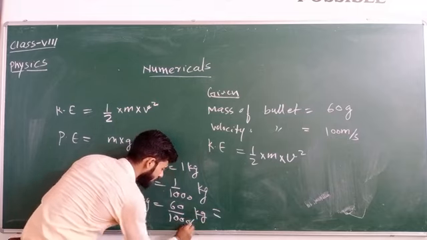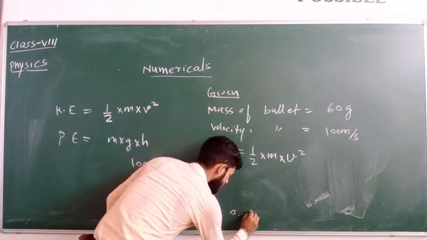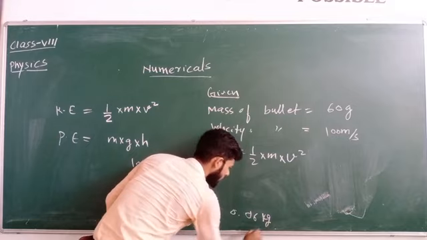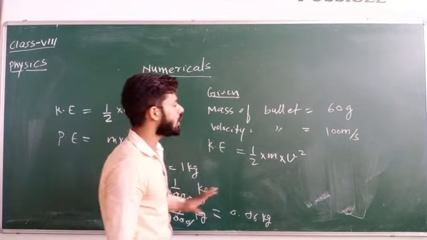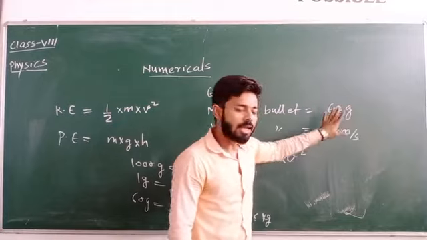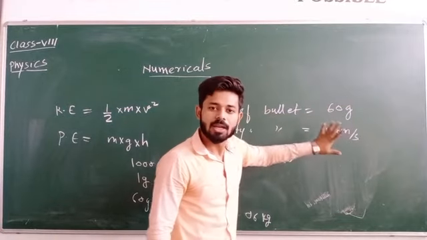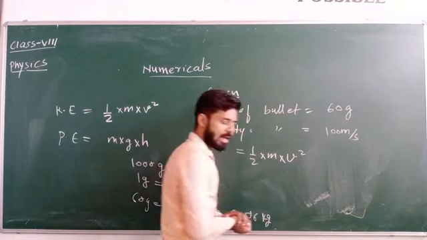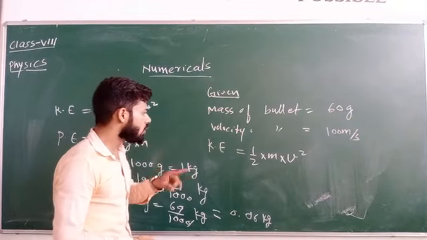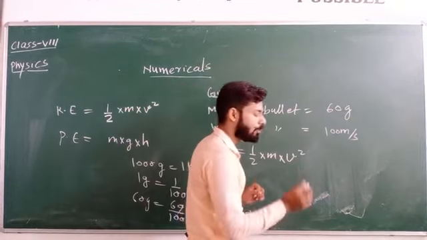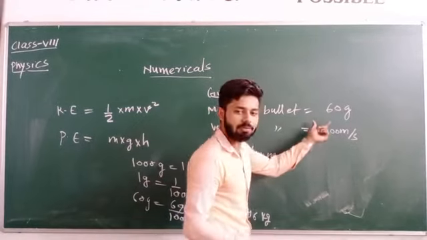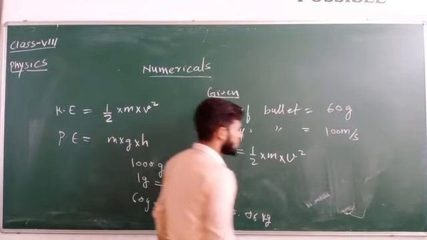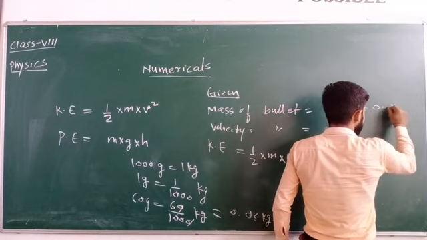So finally you will get 0.06 kg. Remember that when we have to convert gram into kg, you have to divide that unit by 1000. अगर आपको ग्राम से kg में कन्वर्ट करना है, so only you have to divide by 1000, and it will convert into kg. So you will get 0.06 kg.